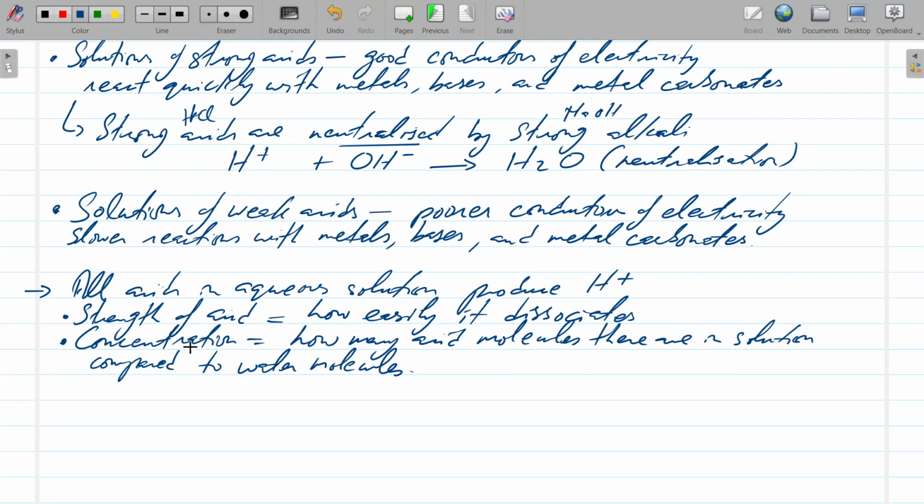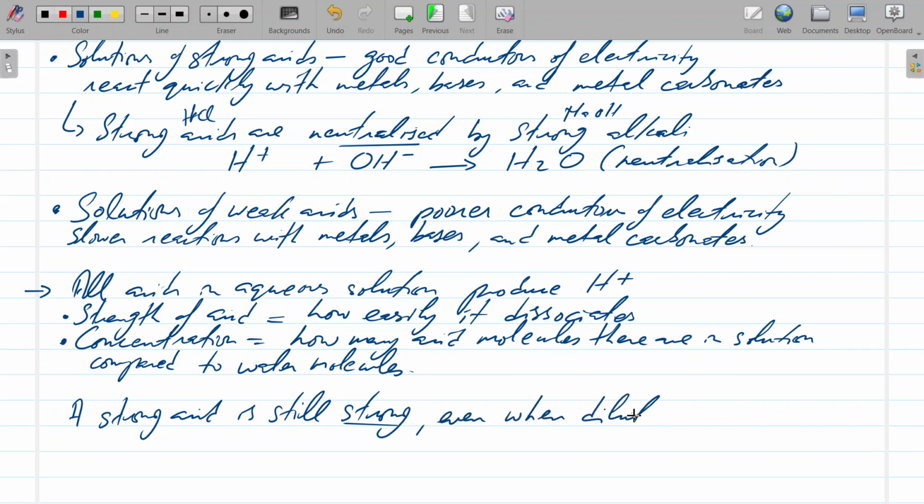But even if you have a dilute strong acid, for example, let's put it this way. A strong acid is still strong even when dilute. Why? Because however many there are in that solution, they're going to completely dissociate. That's what makes it strong.